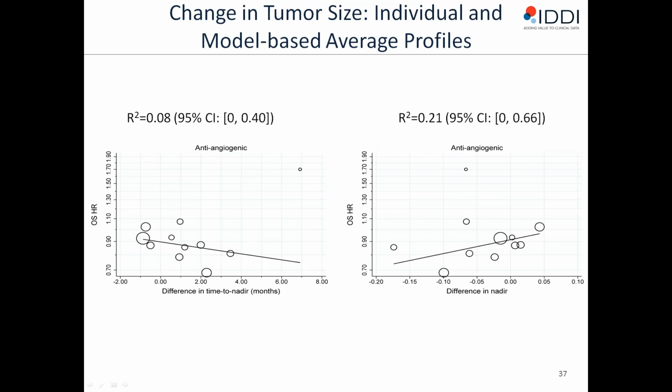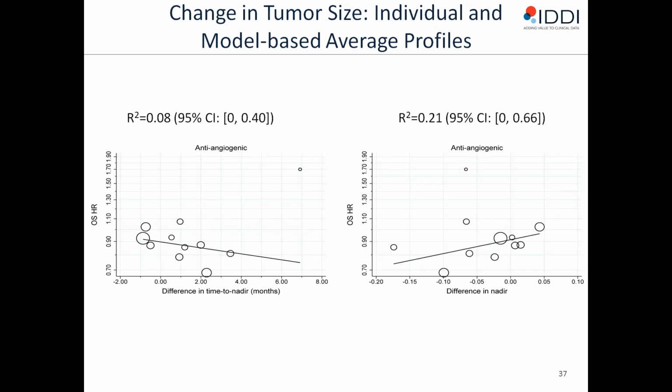Now, if you look at the association between the treatment effects on time to nadir and difference in nadir versus the effect on survival, again, the association is not very strong. So, like for chemotherapy, although there seems to be a different dynamics of the tumor change or relative change, as I have explained it here, we don't see a clear association between the treatment effects on these two endpoints and the effect on survival.